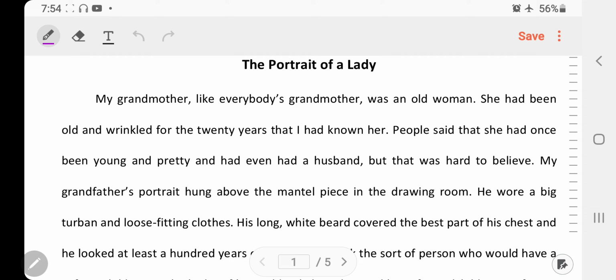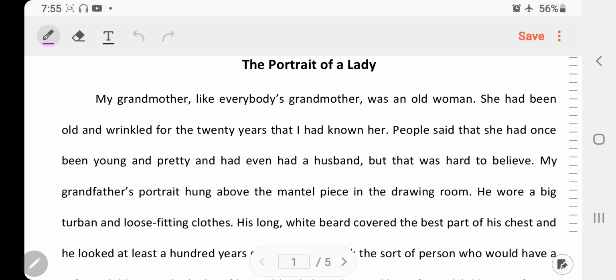Why is it a portrait? In a way, it is not a picture, but he has given a word picture of his grandmother. He has described the appearance of his grandmother, his relations with his grandmother, and the love shared between the two. That means Khushwant Singh as a child and the grandmother. So let's begin.